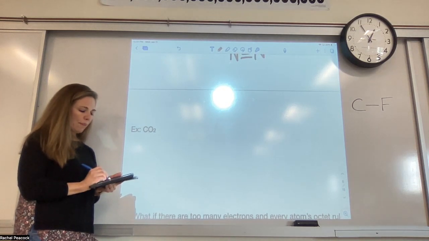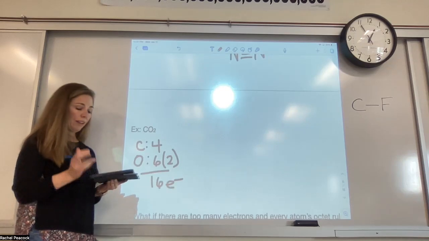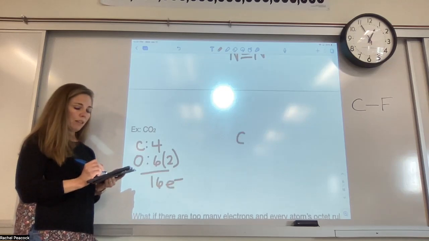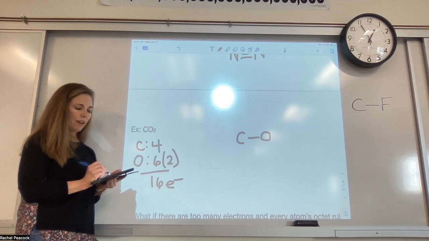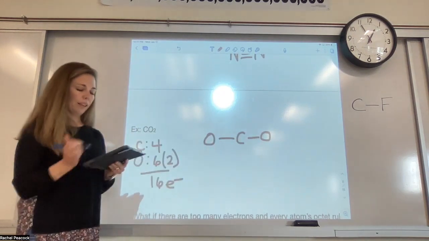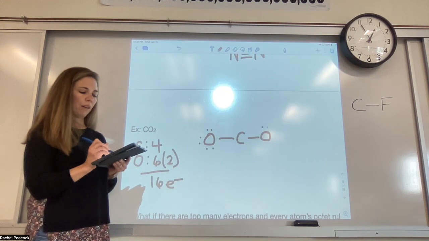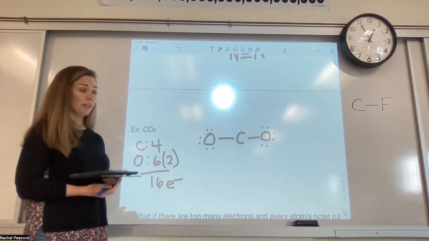All right, carbon has 4 valence electrons. Oxygen has 6. There are 2 oxygens. So if you add that up, you get 16, okay? Carbon's gonna go in the middle. Oxygen on the right, oxygen on the left. 2, 4, 6, 8, 10, 12, 14, 16.